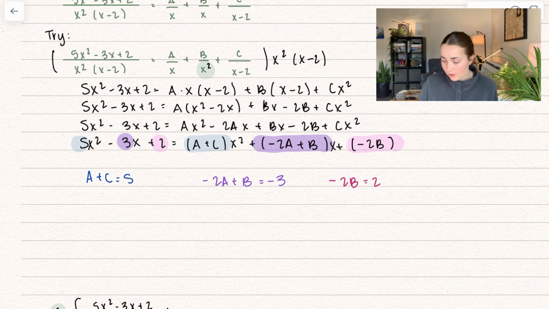So the point of squaring it is so now we get a scalar term, right? We don't have 0 is equal to 2. We have negative 2b is equal to 2. So here we can solve for b. b is going to be equal to negative 1.